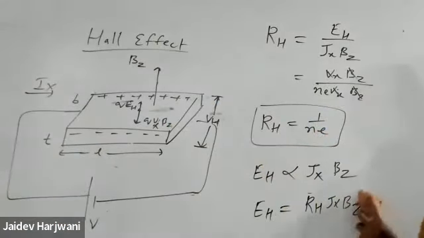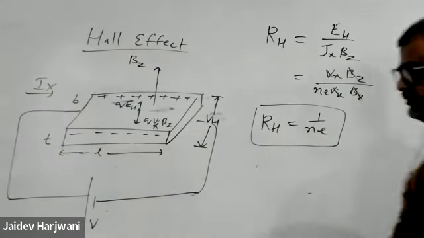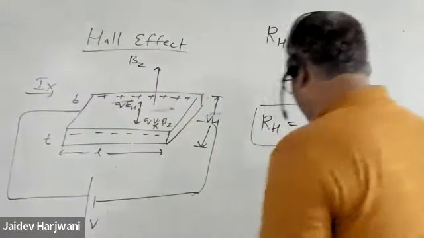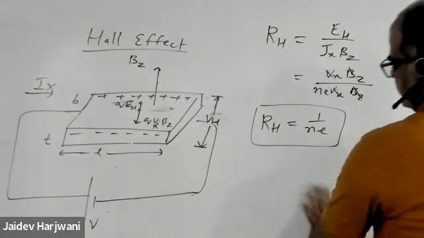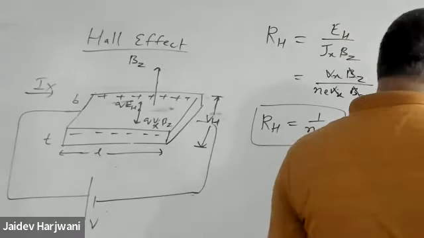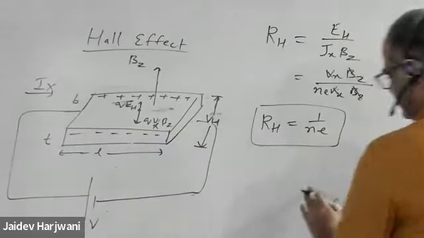There is one more important formula which we generally use when we perform our experiment. That is called the Hall voltage. Now, can you write the formula for Hall voltage? So if I want to write the formula for Hall voltage, what should I do?